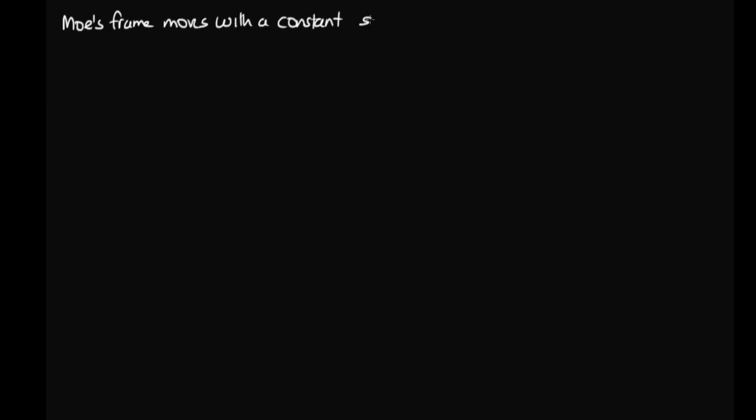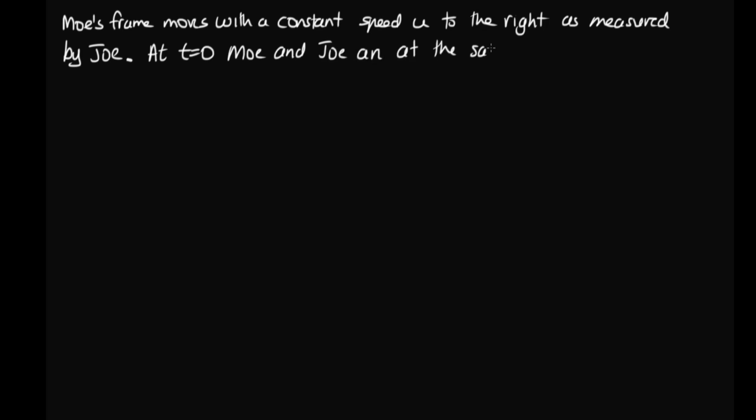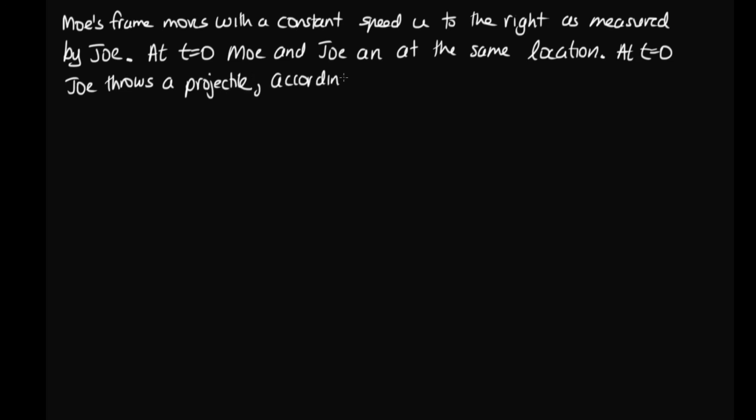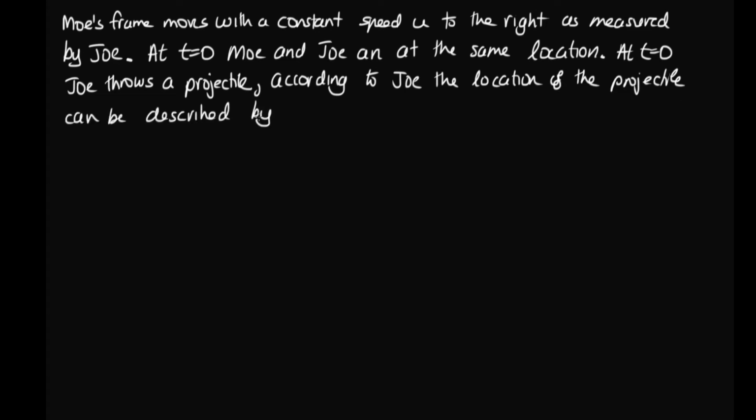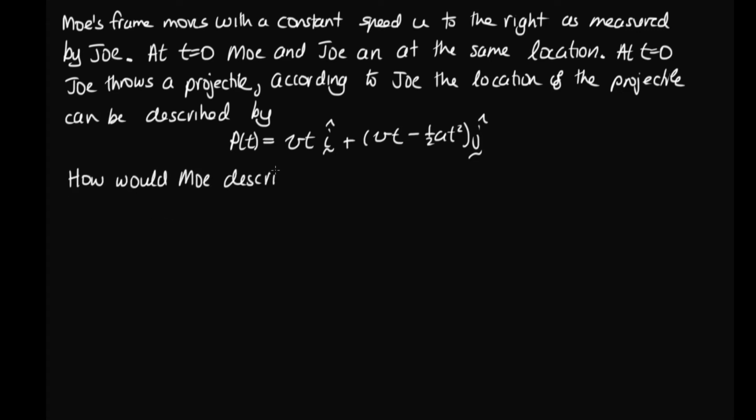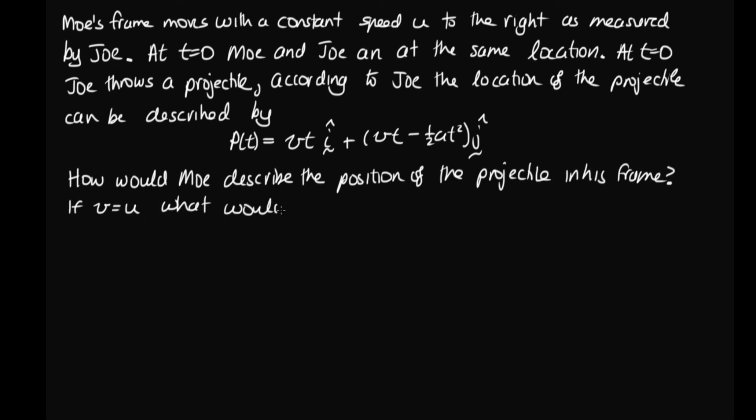So the question: Mo's frame moves with a constant speed u to the right as measured by Joe. At t equals 0, Mo and Joe are at the same location. At t equals 0, Joe throws a projectile. According to Joe, the location of the projectile can be described by P of t is equal to vt i plus (vt minus a half at squared) j. How would Mo describe the position of the projectile in his frame? If v equals u, what would Mo see?